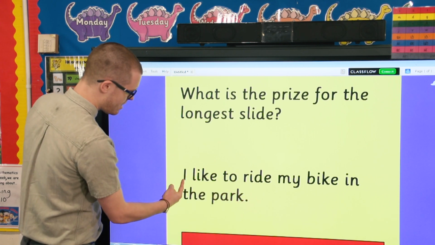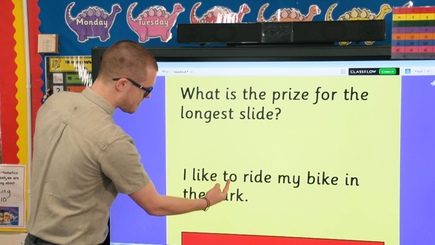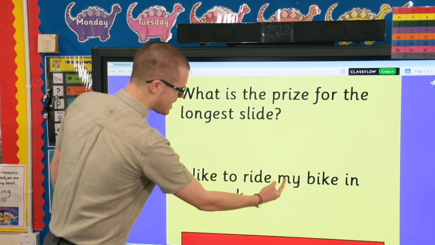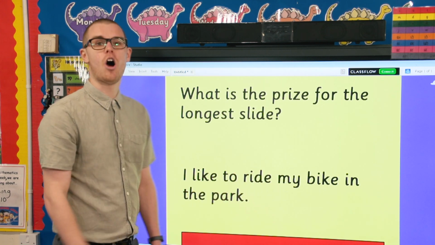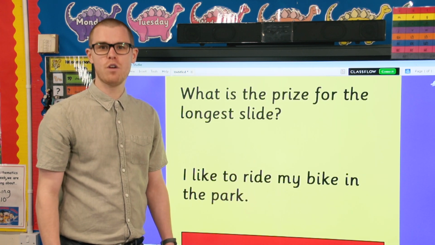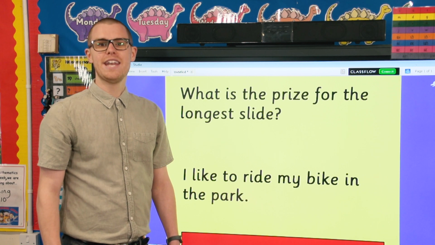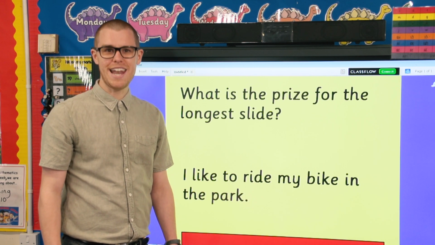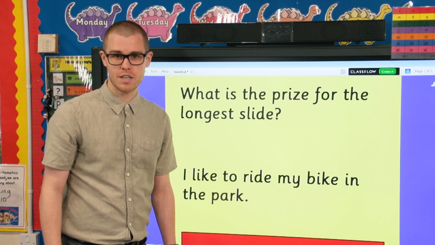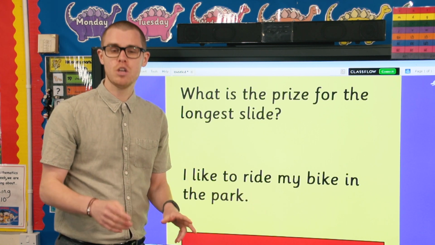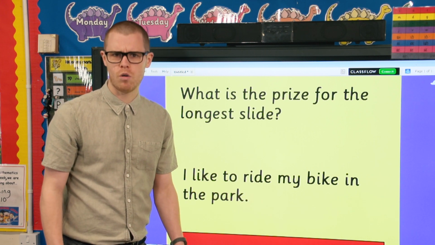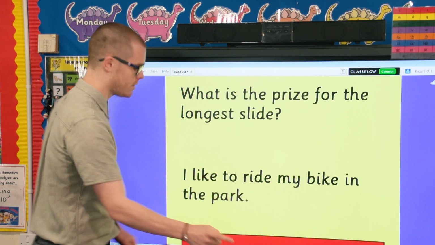Yes. This word, and this word are all tricky words that we already know. Now I want you to read aloud as I point to the words. And remember again, use your sounds to help you to read words you're not sure of. Here we go.